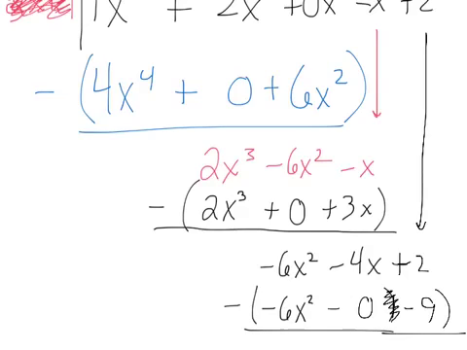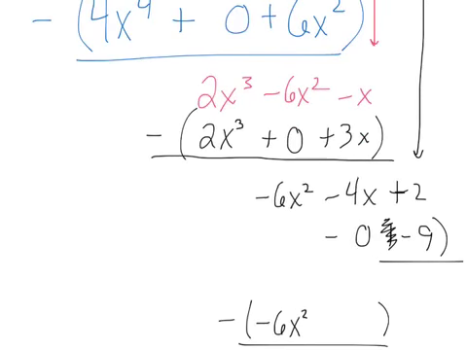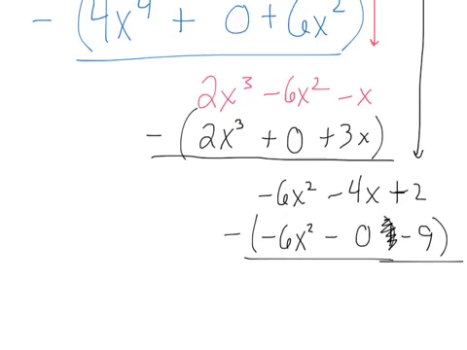And then the negative 3 up top times the 3 gives me this negative 9. Negative 6x squared minus negative 6x squared is 0. Negative 4x minus anything with a 0 is negative 4x still. 2 minus negative 9.